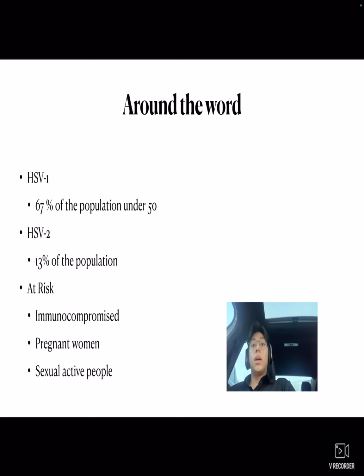Around the world, HSV1 is in 67% of the population under the age of 50, which is about 3.2 billion people. HSV2 is in 13% of the population, with ages spanning from teenagers to the late 60s. The people at risk are immunocompromised people, pregnant women, and sexually active people. Anybody that is sexually active should be careful of herpes.